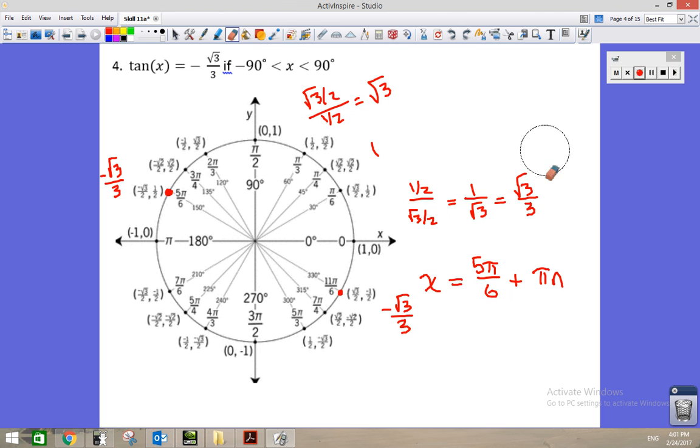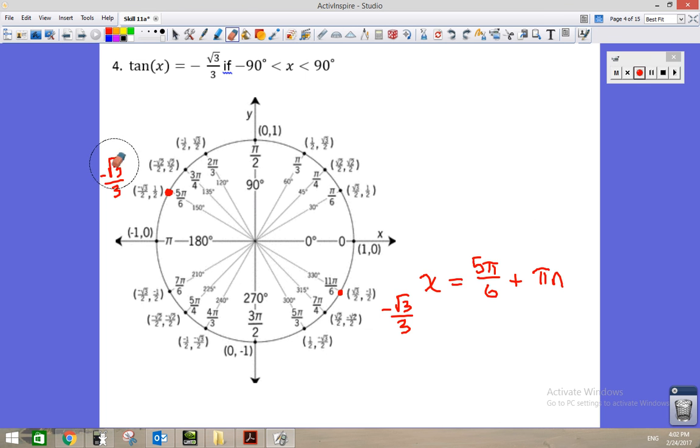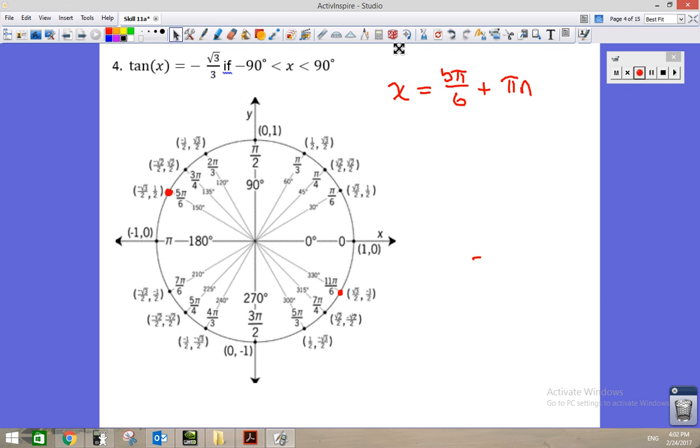Well, okay, they want me to work in degrees, so that's easy to change here. I'm going to erase this step just to give me more room to work with. Oops, I lost the top of that 5. So if I rewrite this in terms of degrees, 5 pi over 6 is 150 degrees. Pi radians is 180 degrees, 180 times this integer n.